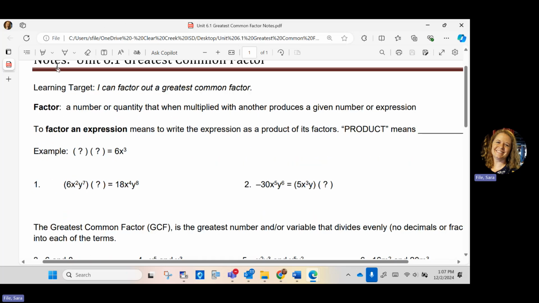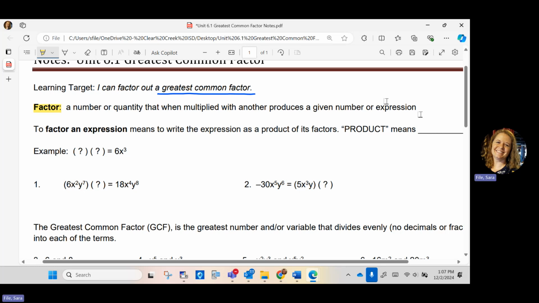Your goal for today is to be able to factor out a greatest common factor. Okay, that is our goal today. Now, what is a factor in general? A factor is just a number or quantity, could be a variable, depending on your terms, that when it's multiplied by another quantity or number, produces the given value or the given expression.